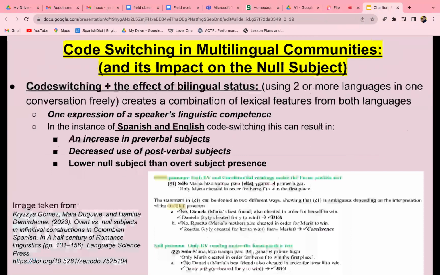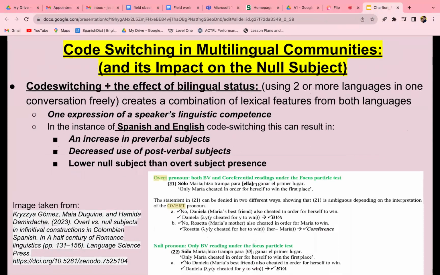What I was particularly interested in was in line with code switching and multilingual communities, and the impact of bilingual status or multilingual status and/or code switching on the use of the null subject within the Spanish language. So what I wanted to see is if a speaker or speakers are using two or more languages in one conversation freely, does this change over time the lexical features of the Spanish language? Does this alter their tendency of using null subject pronouns? Does it play any role or impact that?